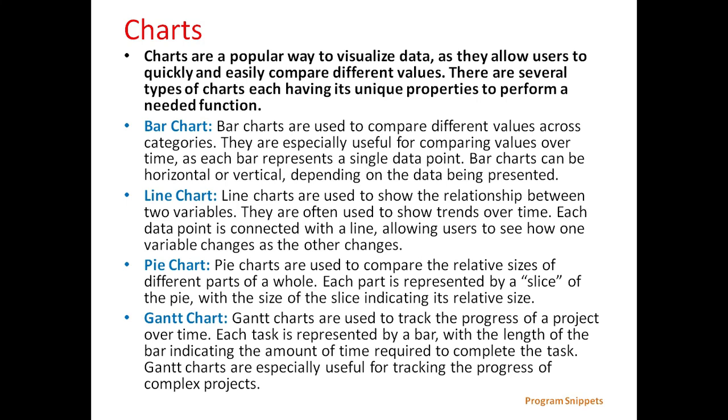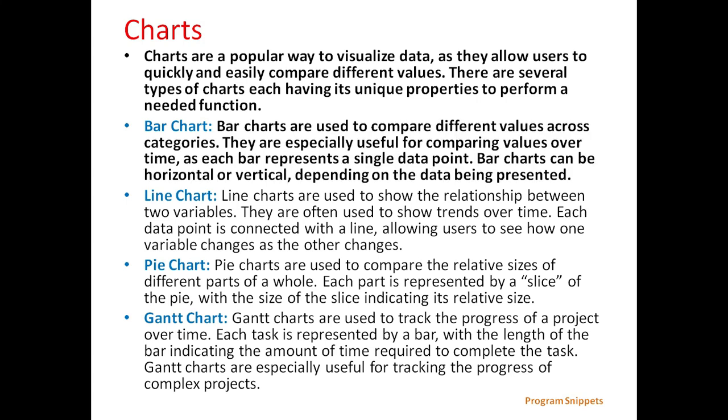There are several types of charts, each having its unique properties to perform a needed function. First is bar chart, which is used to compare different values across categories. They are especially useful for comparing values over time, as each bar represents a single data point. Bar charts can be horizontal or vertical, depending on the data being presented.